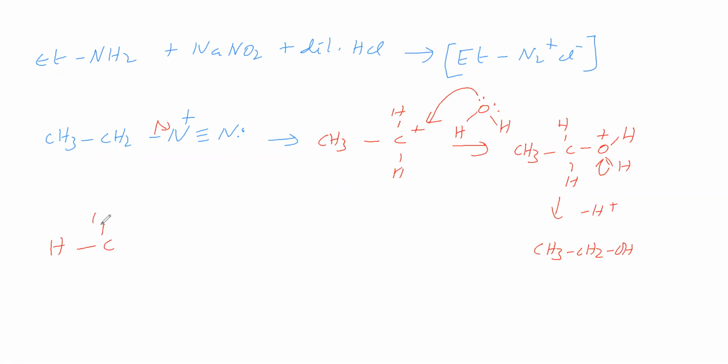What is another possibility for this carbocation? For this carbocation, another possibility is that it undergoes hyperconjugation. That means H plus is leaving. Therefore, we are getting an alkene.